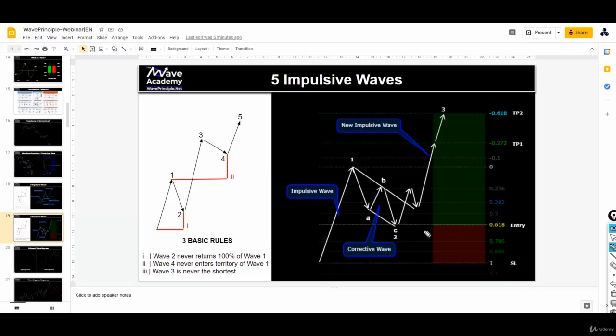And wave three usually is the fastest and longest. That's why we want to trade this one. And we are searching for these points for take profit.